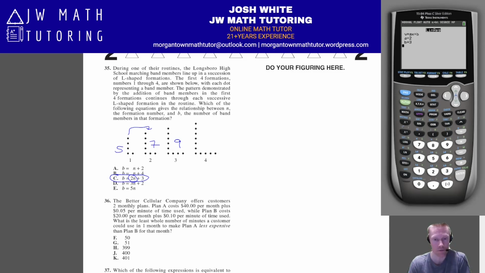So now, when we look at the answers, we can clearly see that letter C is the one that matches up with these values. So that's a second way to do it.